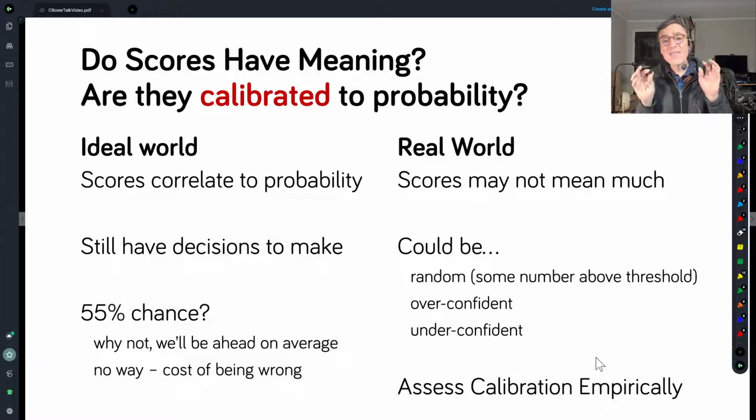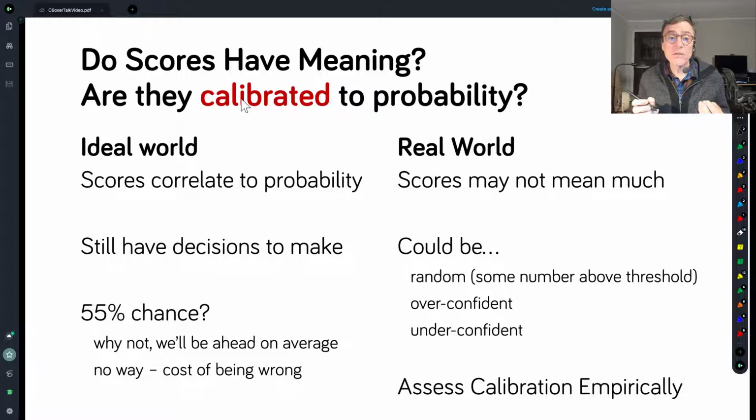Now, of course, that correspondence between the score and the probability of knowing the answer requires the classifier to be calibrated. That term calibrated means that the scores actually match the probabilities, that the scores have meaning. Now, in an ideal world, the scores do have meaning. The scores would directly correlate to probability. Now, in the real world of machine learning, the scores may not actually directly correspond to probabilities. There could be some random factors involved. It could be that they're poorly tuned, so a classifier is over or underconfident. It could be that the numbers just are yes or no.